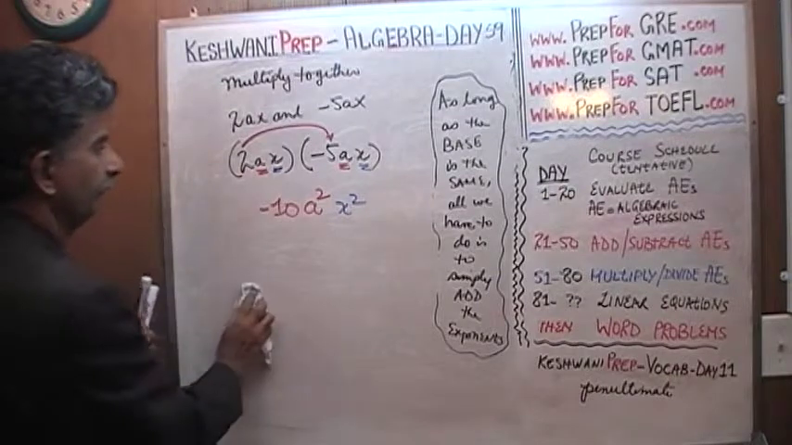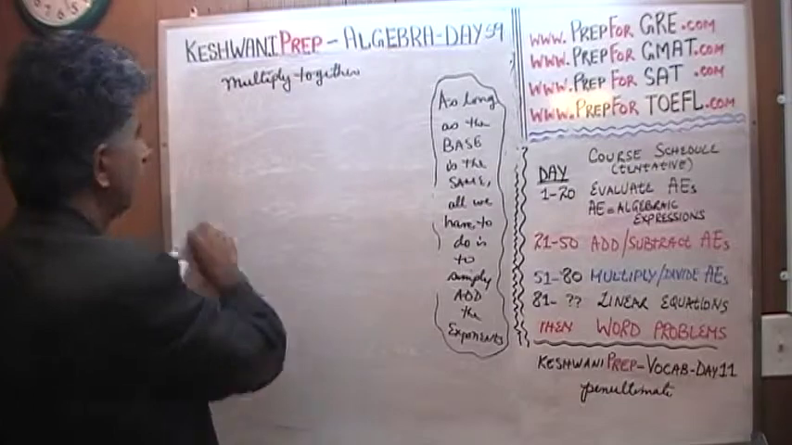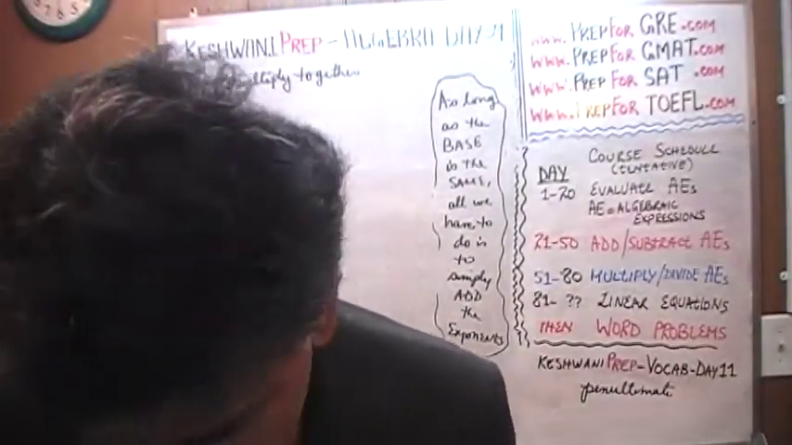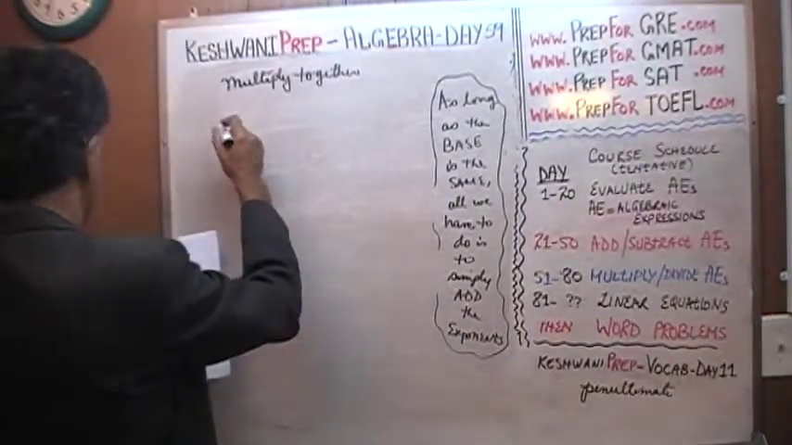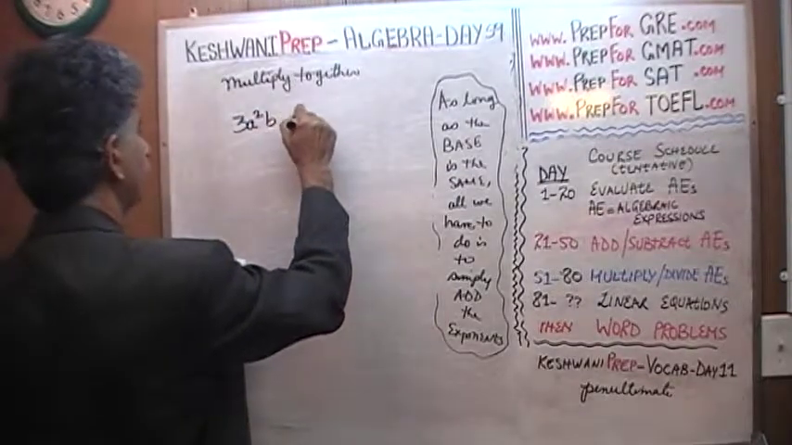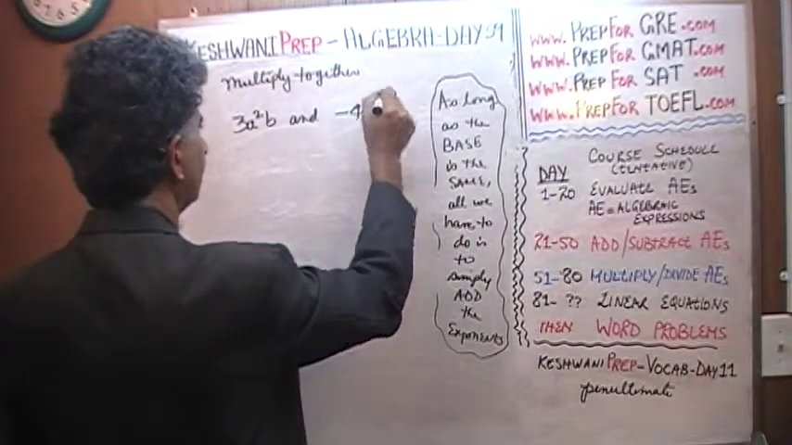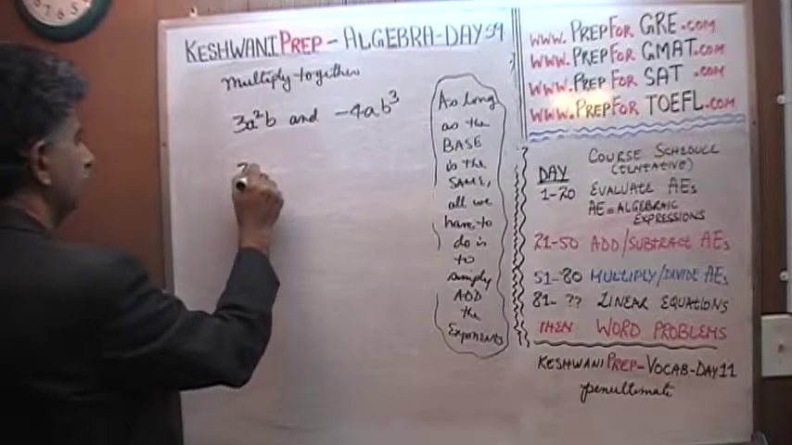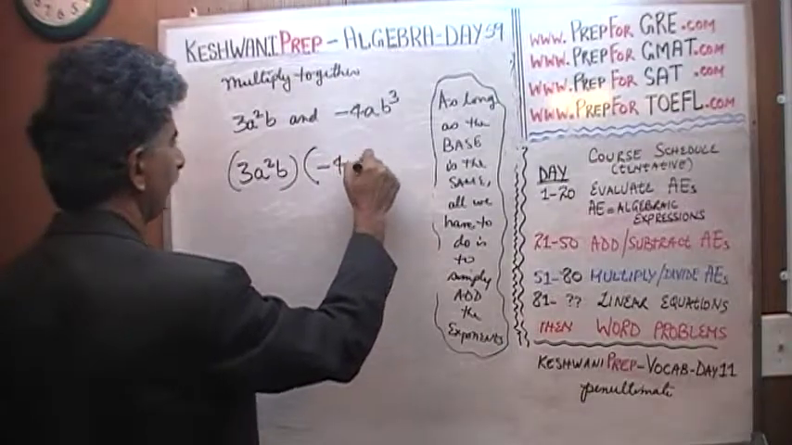Let's do one more, shall we? Again, we are asked to multiply together. The next part that we are asked to multiply together is 3a squared b and negative 4ab cubed. Well, let's do it. 3a squared b times negative 4ab cubed.